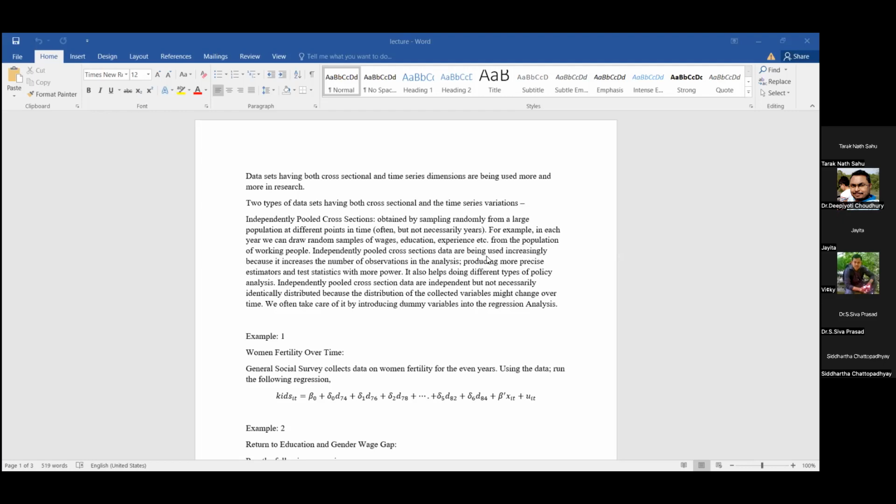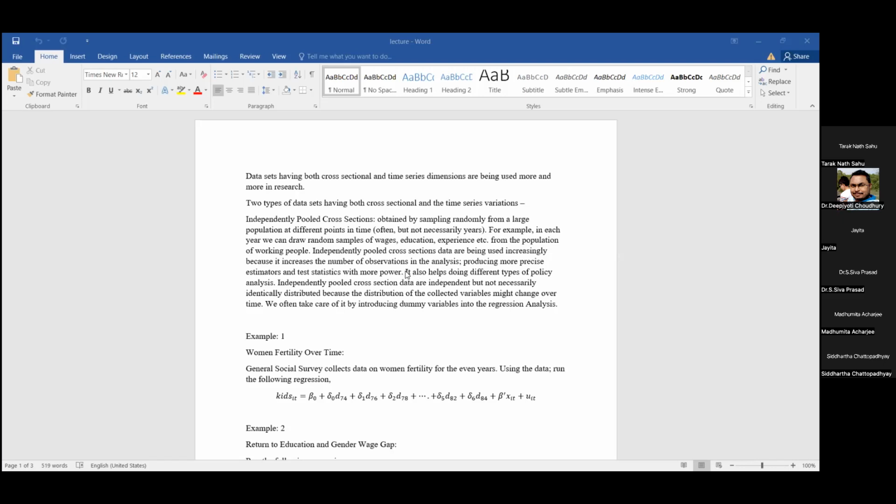This kind of data set is the independently pooled data set, and independently pooled cross section data are being used increasingly because it increases the number of observations in the analysis, producing more precise estimators and test statistics with more power. And it also helps in doing different types of policy analysis. These are the two major reasons why this kind of data set, with one dimension being time variation and another being cross-sectional variation, is more and more in use. First, it increases the number of observations for analysis, and as a result, it produces more precise estimators and test statistics with more power. And it also helps in doing different types of policy analysis.